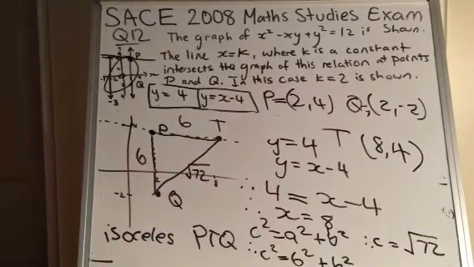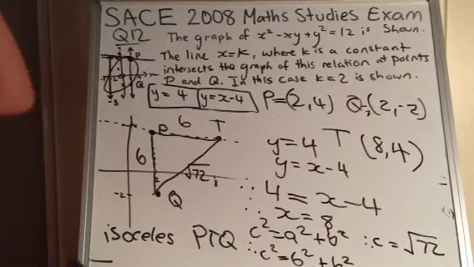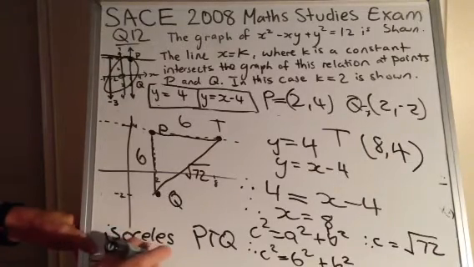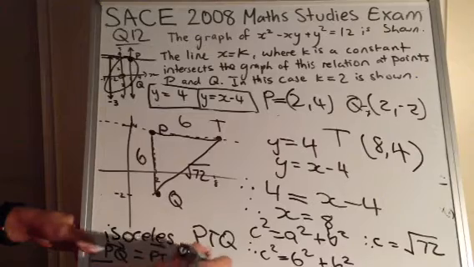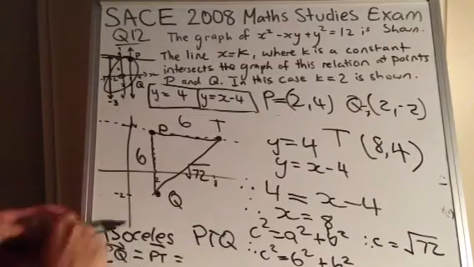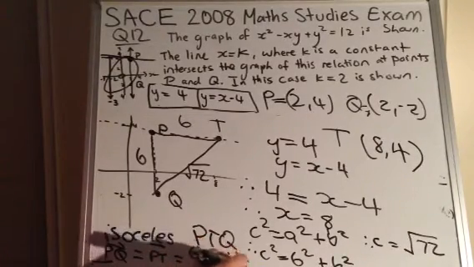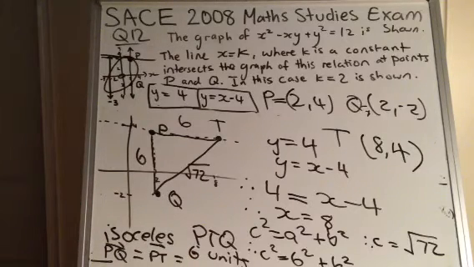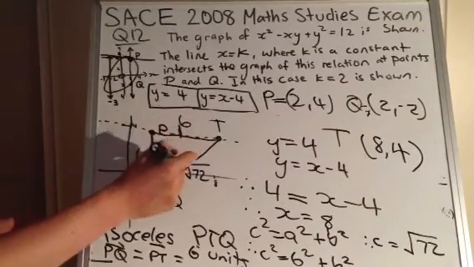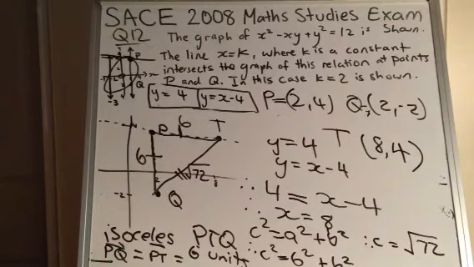And an isosceles triangle just means that two sides are the same. So we can prove that it's an isosceles triangle because the length PQ is equal to the length PT, which is equal to 6 units. And the good thing is, I didn't quite manage to make it actually fit in there. But PQ is equal to PT, and therefore it's equal to 6 units, and hence the triangle is isosceles because these two sides are the same. Okay, and that is worth 2 marks there.